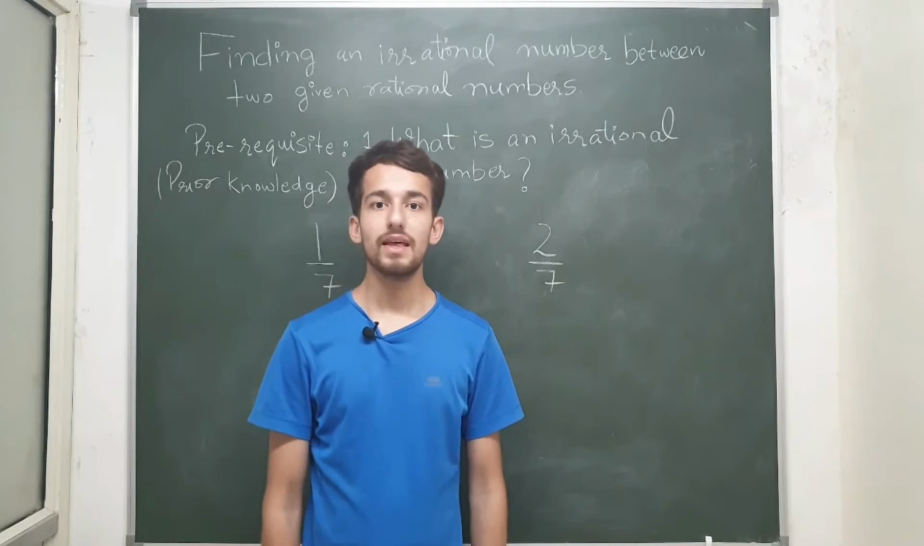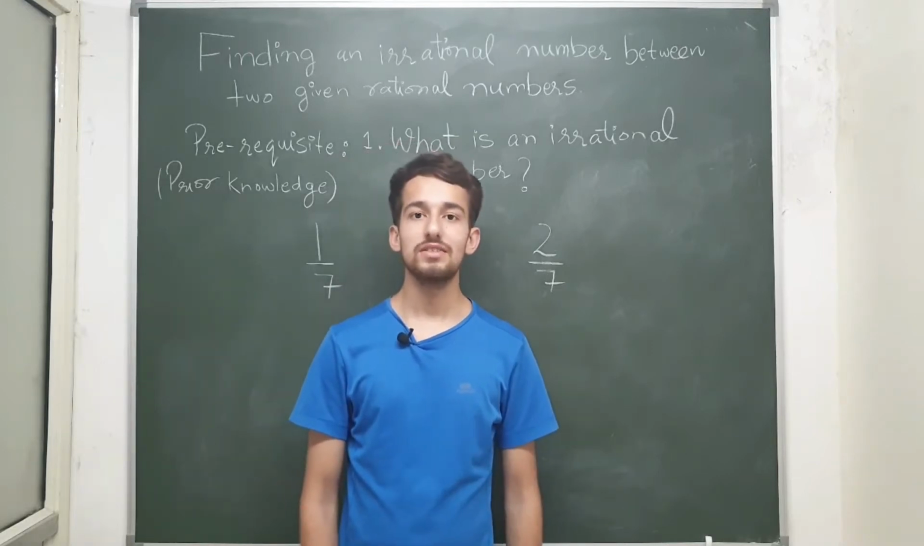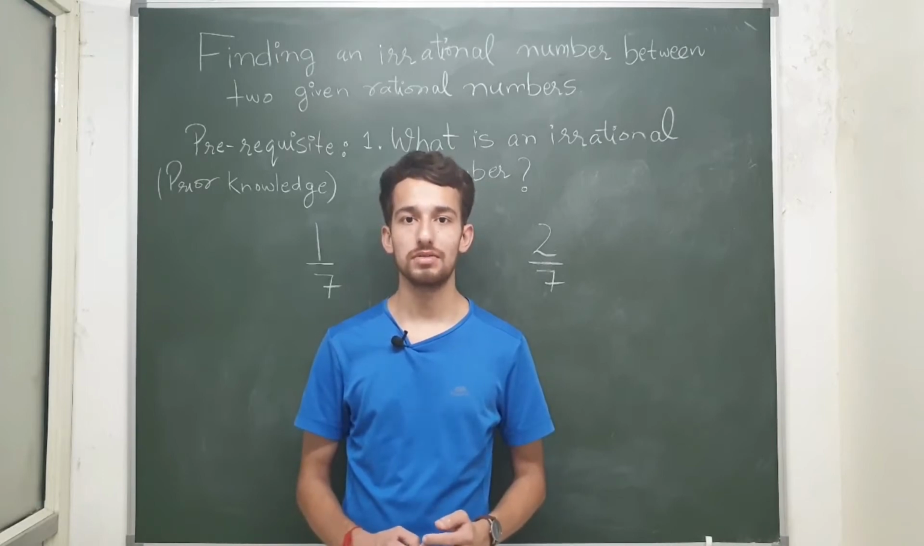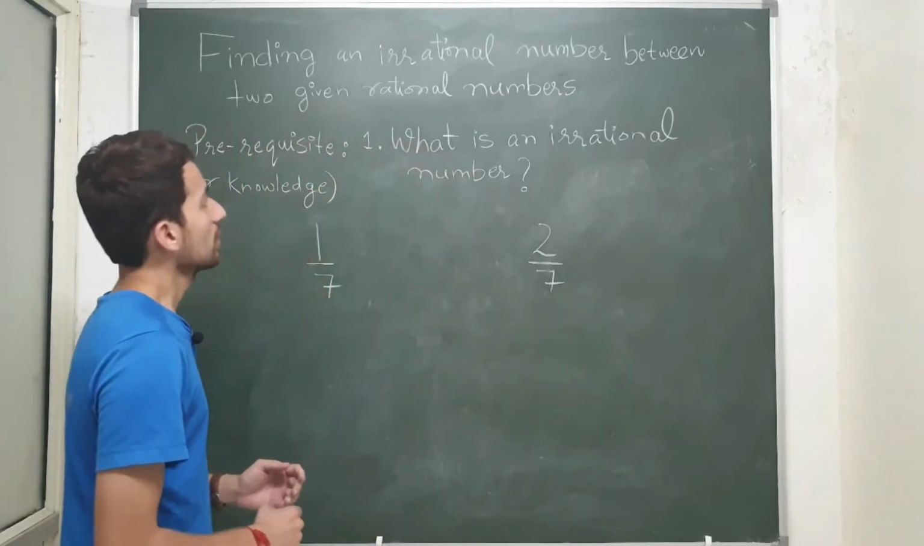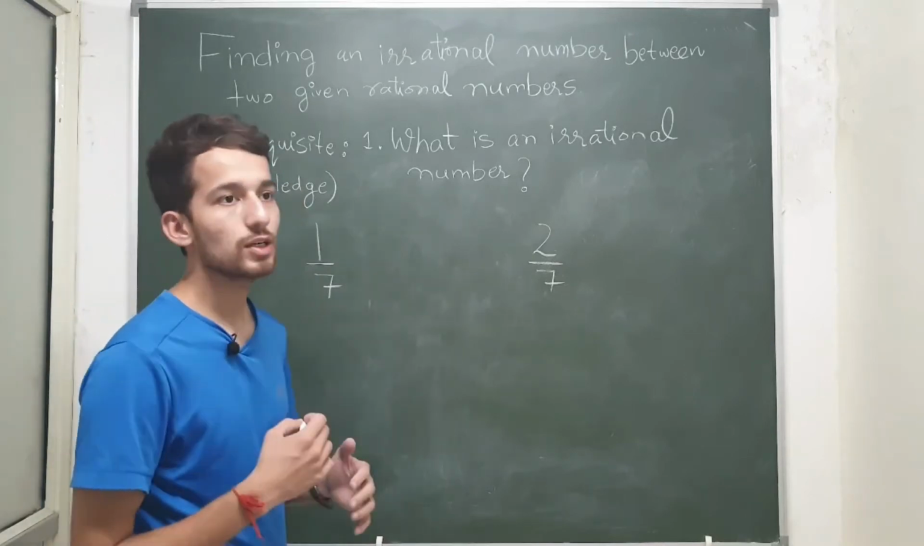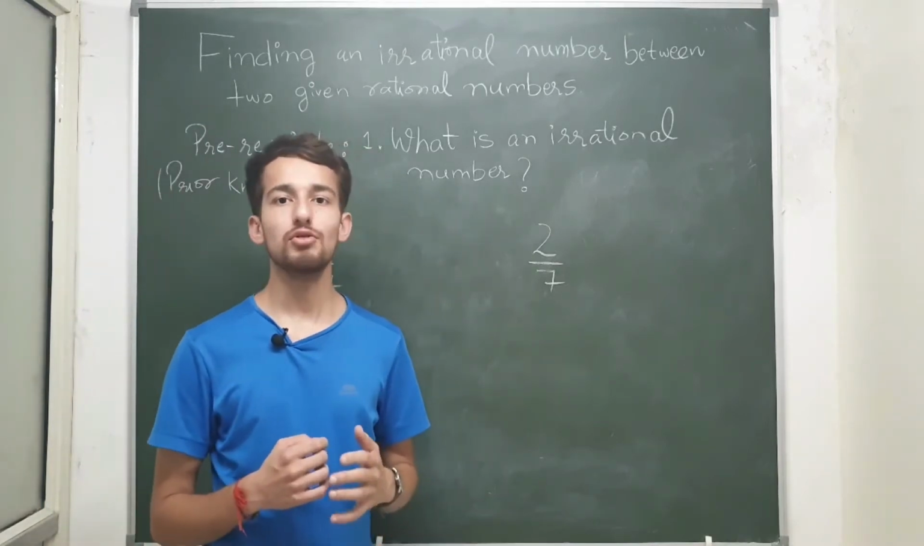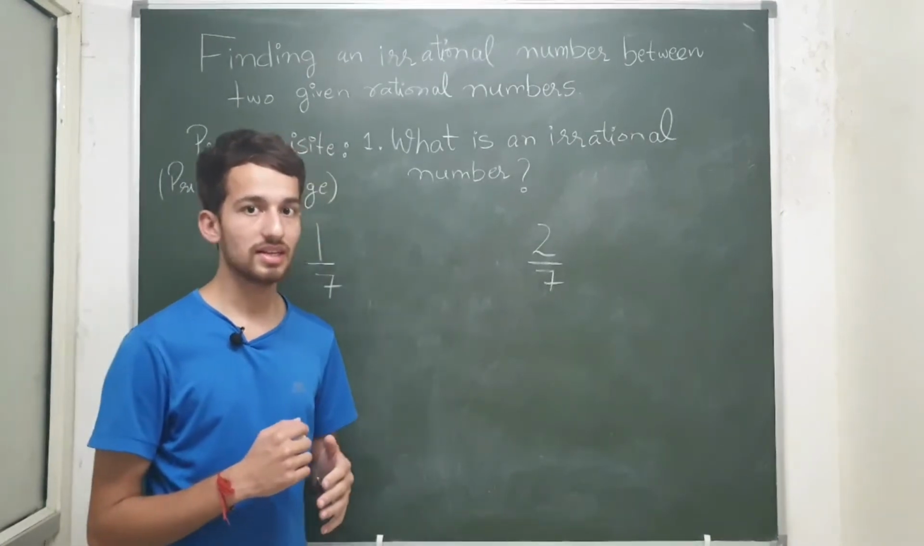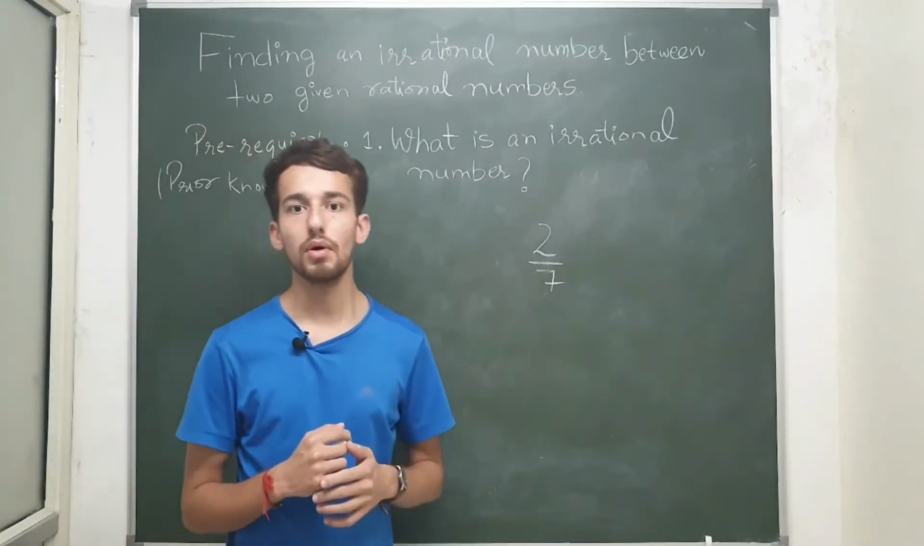Hello everyone. The title of today's lecture is to find an irrational number between two given rational numbers. So, what is the situation that we are having? Two rational numbers, and we are interested to find an irrational number lying between them. To understand today's lecture, there is some prerequisite, that is, you should already know what is an irrational number.